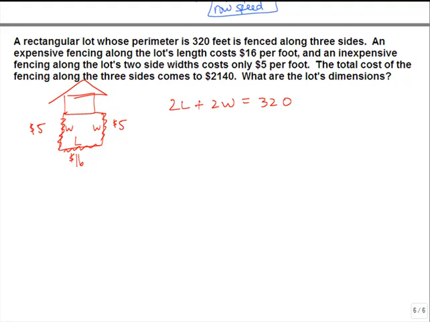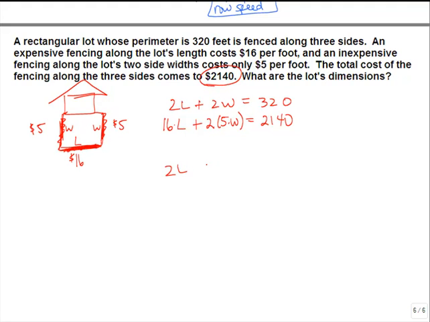So how do you come up with the cost? If you were going to calculate the cost of this fencing, you know that it's going to cost you $16 per foot times L feet going this direction. So the cost of the expensive side would be 16 times L. What would be the cost of the shorter side? It would be 5 times W, but I have 2 of them. So I need 2 5 times W's. And what was that total cost supposed to be? $2,140.